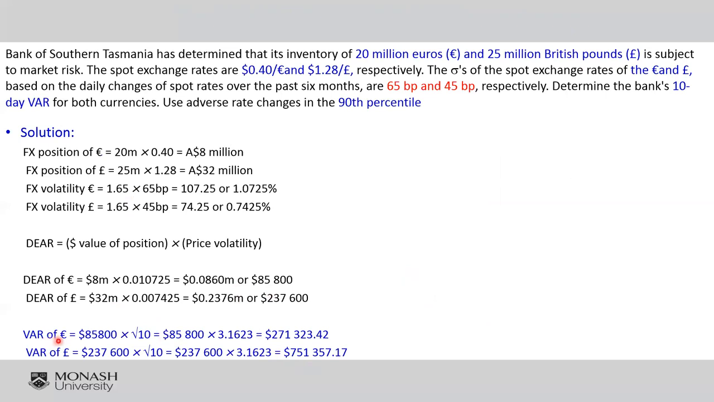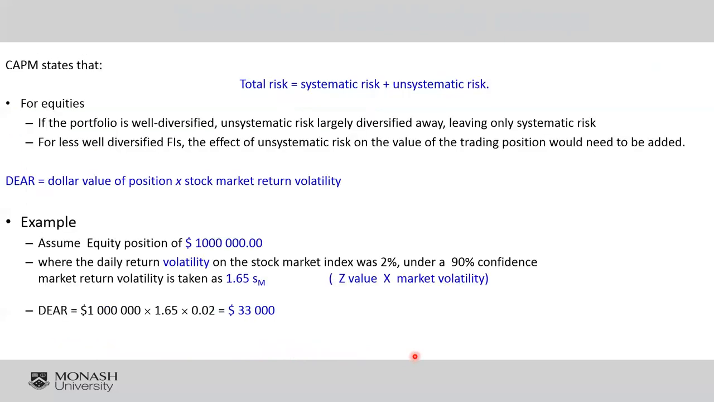To get the VAR, we calculate the VAR times the 10 days under the square root, and then we get this amount. This is for 10 days, which means 10 working days or 2 weeks. So 271,332,751.